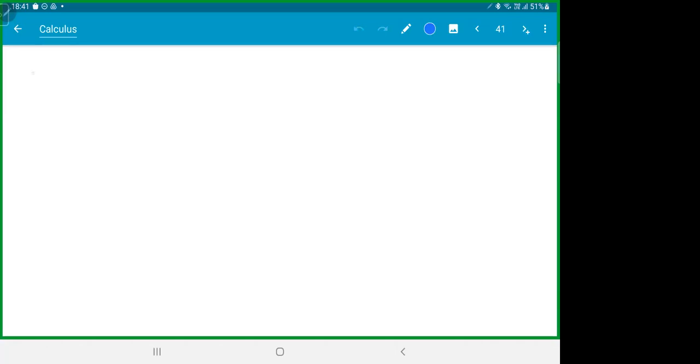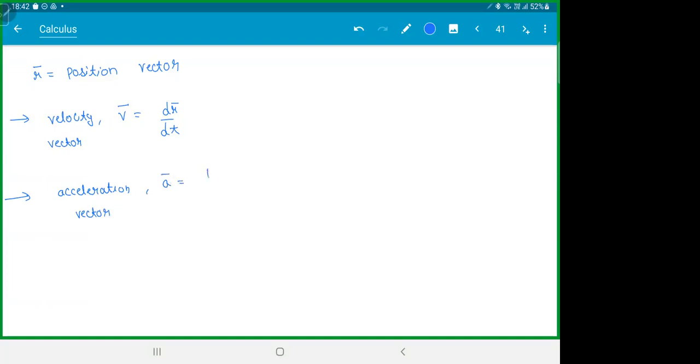So now where do we use this exactly? First thing, if you have r bar as the position vector, we have studied this in vectors. So we define velocity vector v bar as the rate of change of position vector. So if you differentiate a position vector, you get a velocity vector. So we can get the acceleration vector. a bar is nothing but dv by dt. So if you differentiate velocity with respect to time, you get acceleration.